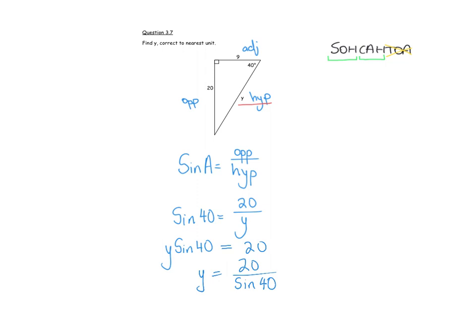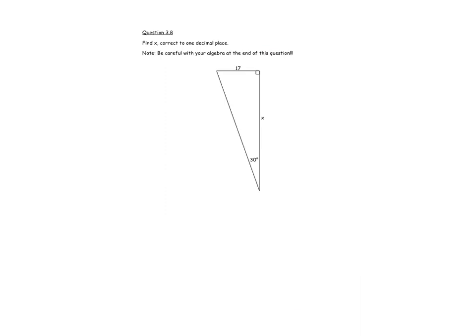Then you can type that into your calculator. When you type that into your calculator, you're going to get y is equal to 31.11447. So it wants it correct to the nearest unit, so this is going to be y is equal to 31. So that's this question finished. The next question then.